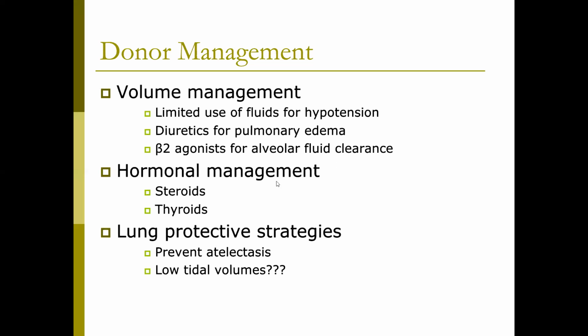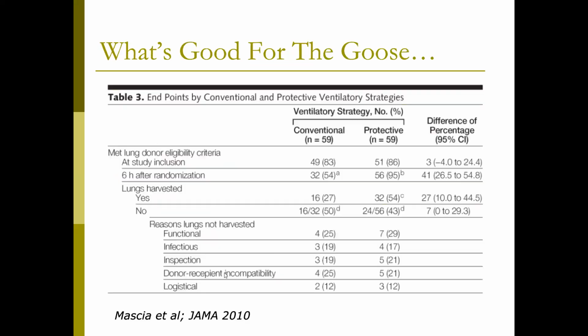Other types of management after brain death typically include steroids and thyroid hormones. Those may or may not be lung beneficial or lung protective. And then there are important ventilator strategies that should be lung protective to prevent atelectasis, and maybe use low tidal volumes.